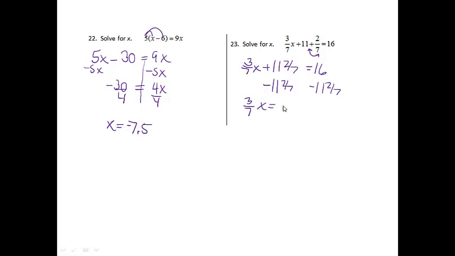Okay, so we'll have 3/7 x equals 16 minus 11 and 2/7. We can use our calculator to figure that out. That will be 4 and 5/7. And if you're not sure how to use that ABC button on your calculator, please feel free to ask me. And then to get x by itself, since this 3/7 is multiplied by the x, we will divide both sides by 3/7. And once again, we can use our calculator to figure out 4 and 5/7 divided by 3/7. And we will get x equals, I'm just going to do a little work over here because I don't have my calculator available so I can figure out what the answer would be. And I believe the answer will be 11.